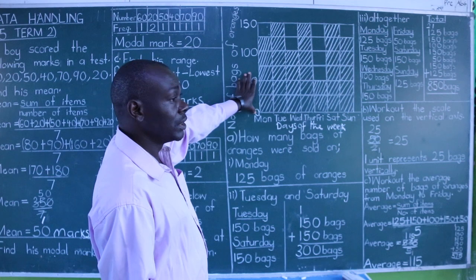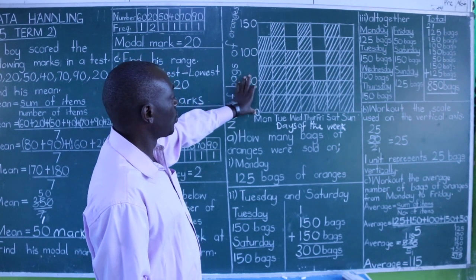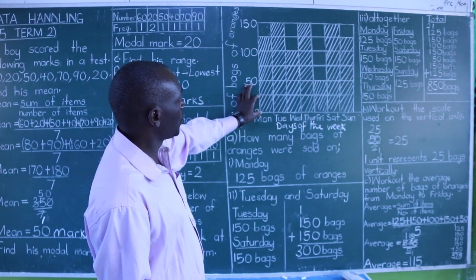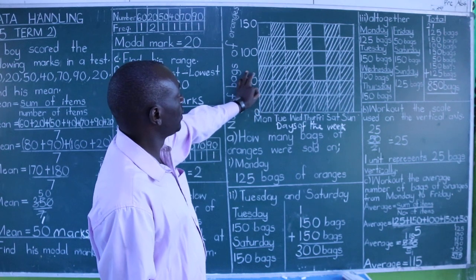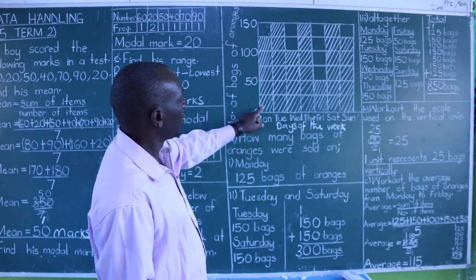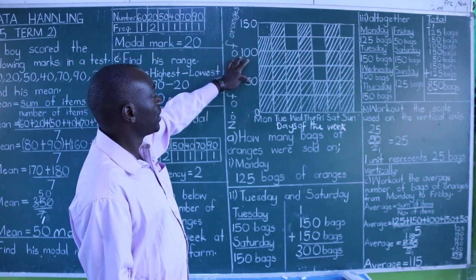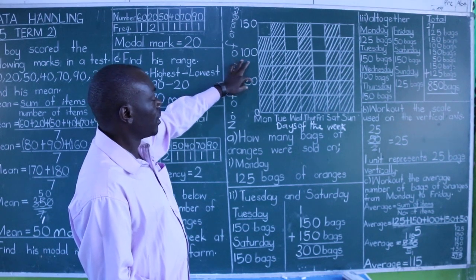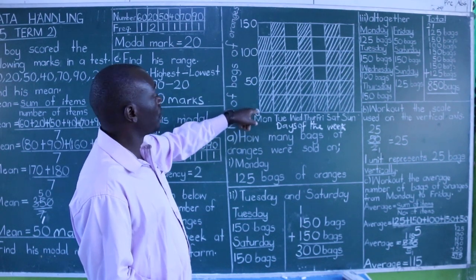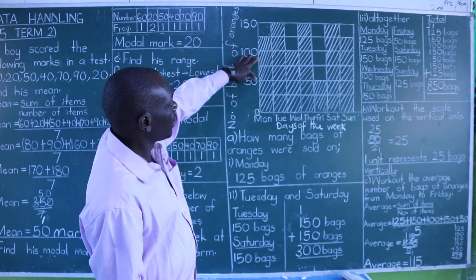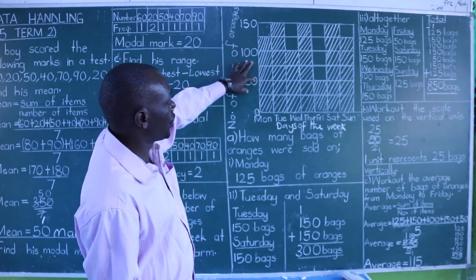They can be squares. So you count these first two squares: 1, 2. The first one is labeled 0, the beginning. Then after two squares, they label 50.